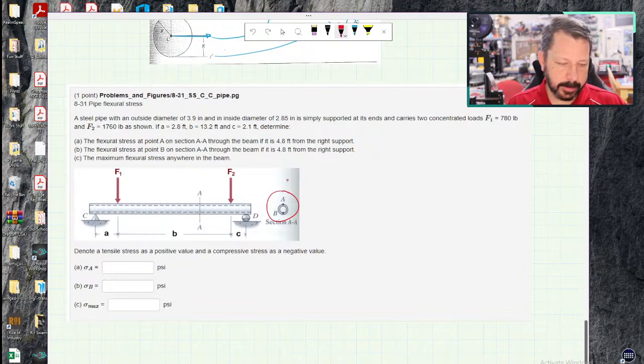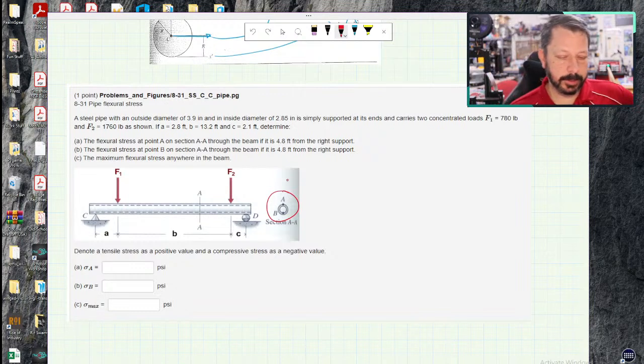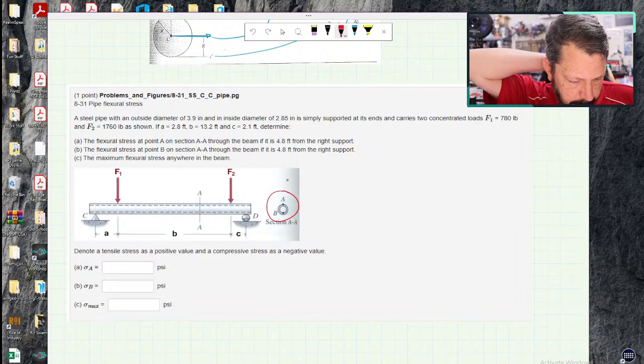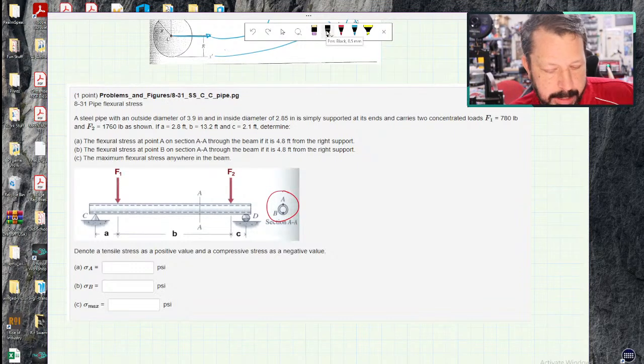And then we want to do it again for the inside radius of the pipe and then anywhere in the beam. So the anywhere in the beam part, the C part here, that one would require you to draw a shear and bending diagram, and we're not going to do that. So we're just going to do the chop the beam open at AA and solve for flexural stress. All right. So before we can do that, though, we need to know the reaction at the pin or the roller.